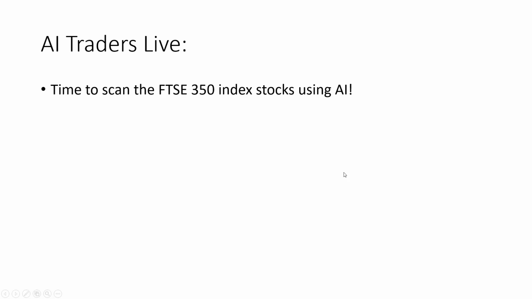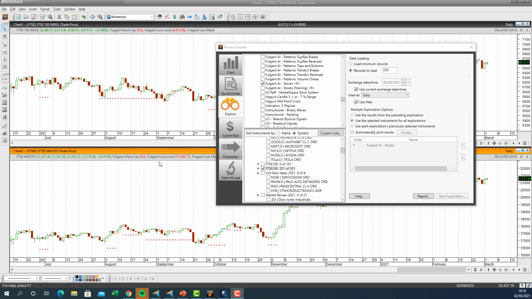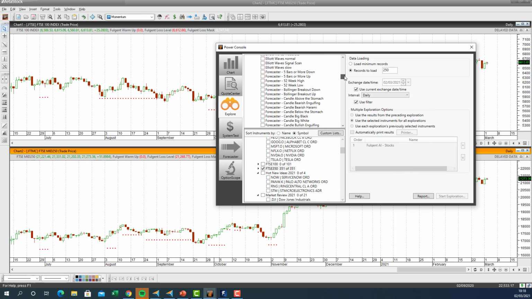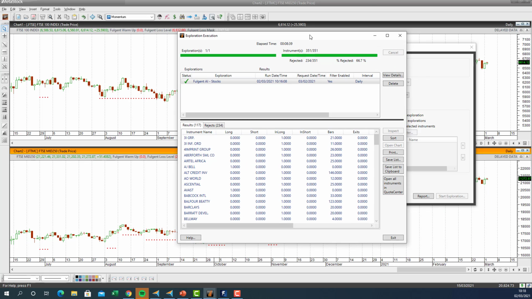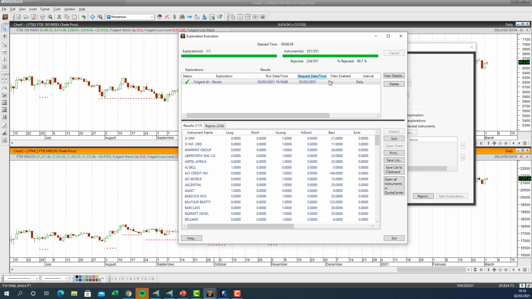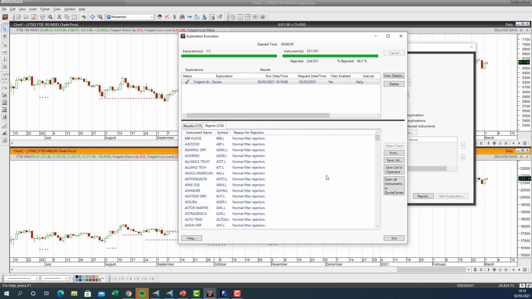And yeah, let's jump straight into the Metastock platform, looking at the FTSE350 index constituents using artificial intelligence to find high probability trades. Got the Metastock platform open. I select the Fulgent AI in the Expert Advisor Strategy section. You can see Metastock's got a whole lot of other trading strategies in there, but for today we're going to focus only on the artificial intelligence engine. I've also selected the FTSE350 stocks. I start the exploration. It does take a couple of minutes, 8 minutes 39 seconds for the AI to run through the entire FTSE350.